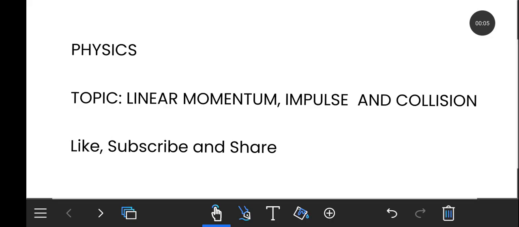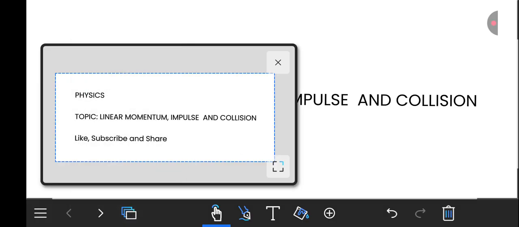Linear momentum, impulse, and collision. Let's get started with linear momentum, then we'll do impulse, and then we'll do collision. Let's start with linear momentum.